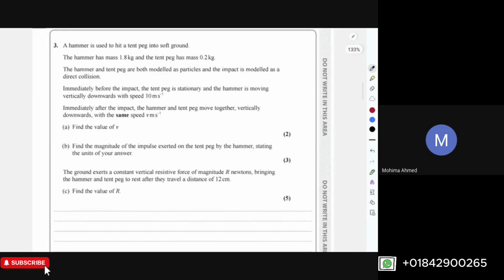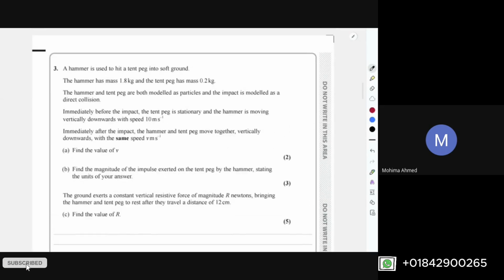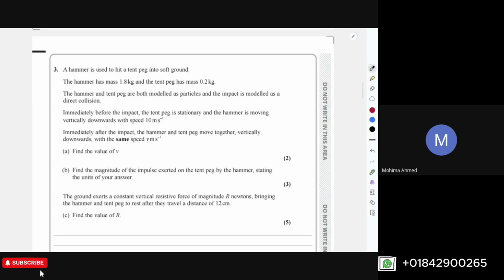It says that a hammer is used to hit a tent peg on soft ground, and the hammer has a mass of 1.8 kg and the tent peg has a mass of 0.2 kg. The hammer and tent peg are both modeled as particles and the impact is modeled as a direct collision. What happens here? The peg was resting on the ground in a certain position and you move the hammer to hit the peg. Eventually the peg and hammer after that collision will move together for a small distance to make that peg enter the surface of the ground, right? That is the main motive of what we're doing here.